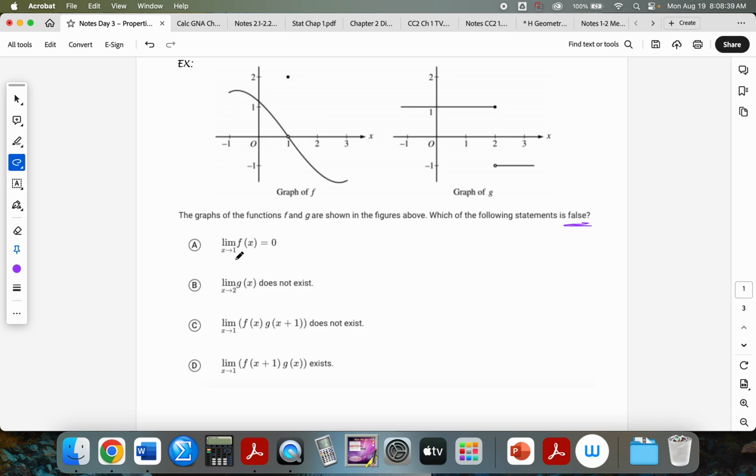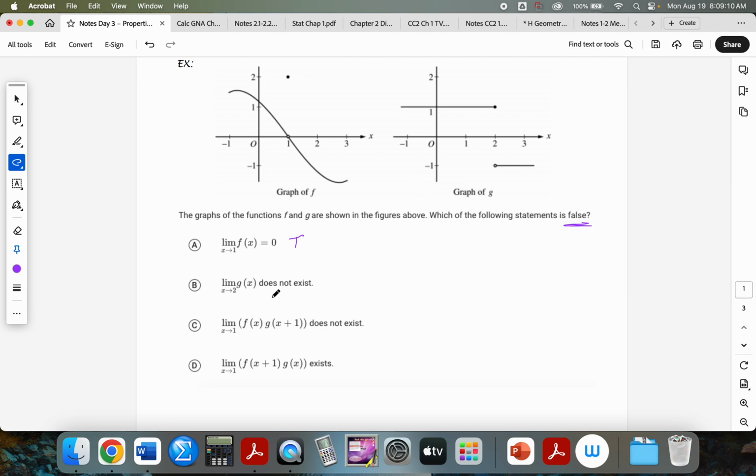All right. Is the limit as x approaches 1 of f of x equal to 0? Yes or no? Crowdsourcing. Go. Yes. Is f of 1 equal to 0? No. What is that called? Removable discontinuity. It's a removable discontinuity. All right.